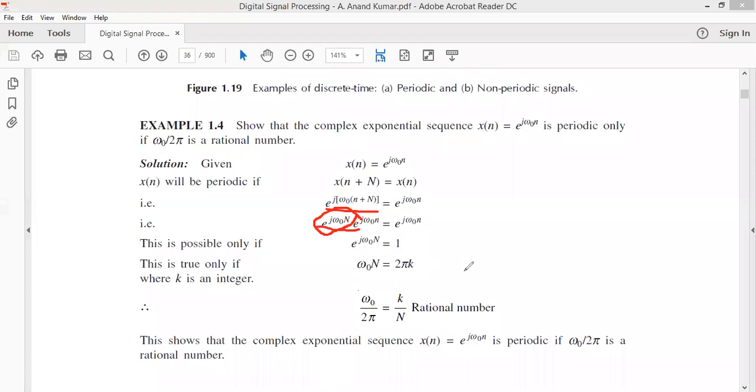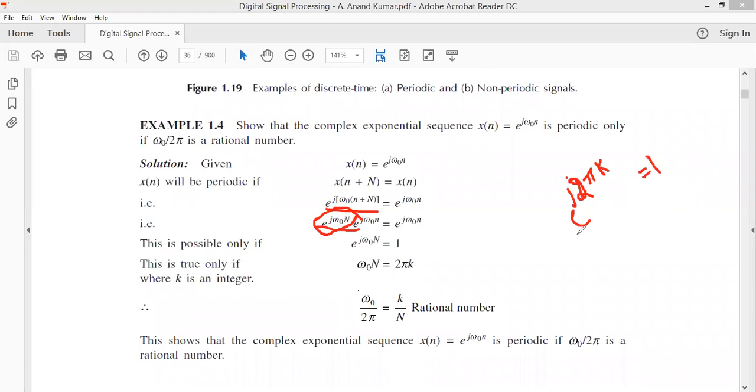Now we know that e power j 2 pi k, where k is any integer constant. What will the value of e power j 2 pi k be? See here, e power j 2 pi k value will always be equal to 1, because it can be written as cos 2 pi k plus j sine 2 pi k. Okay. So cos of 2 pi k value will always be 1, whereas sine of 2 pi k value will be 0, so it will always be equal to 1.